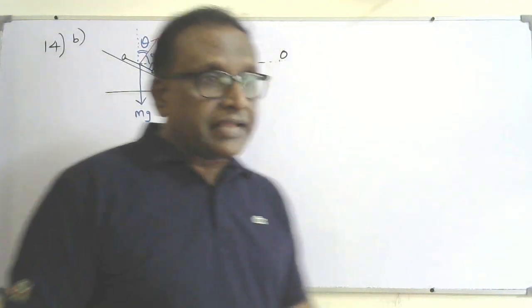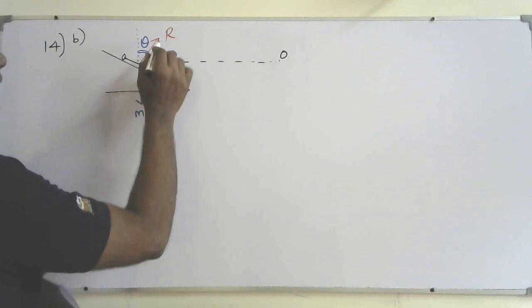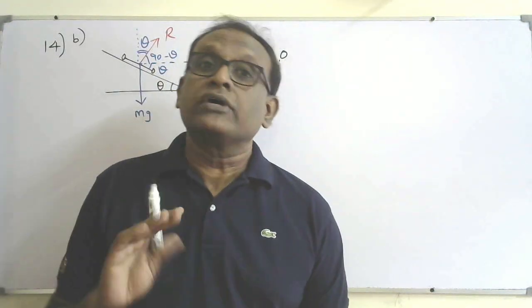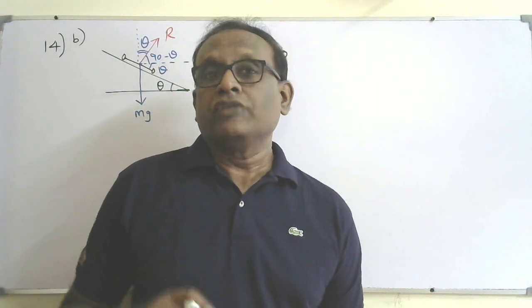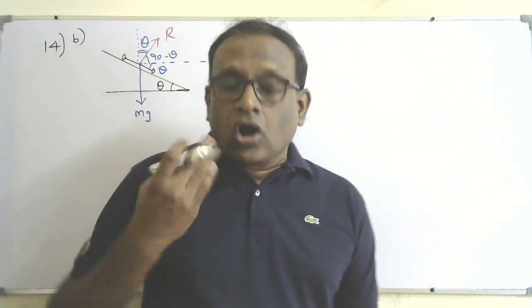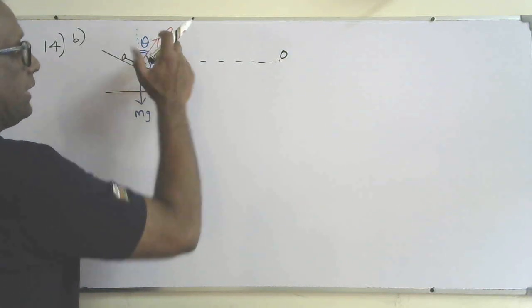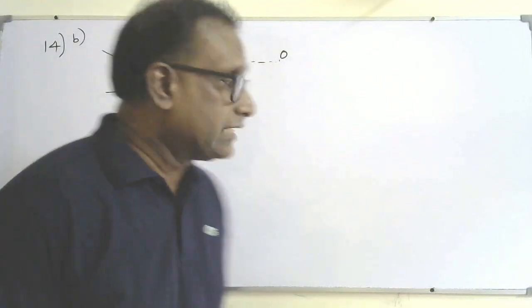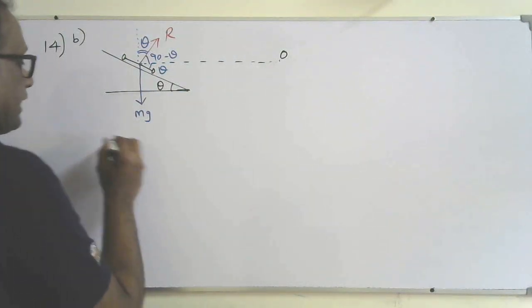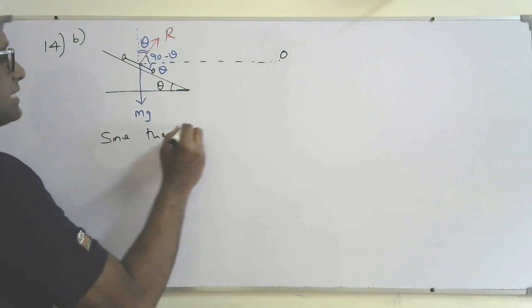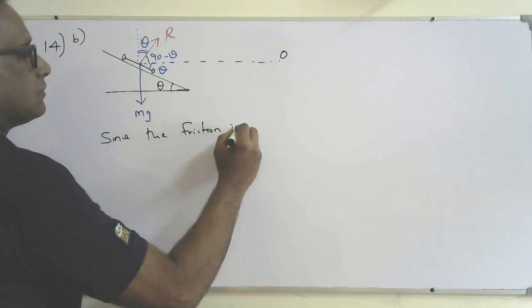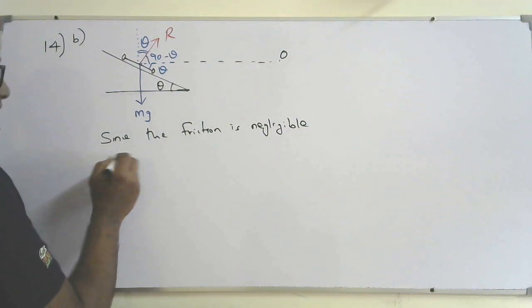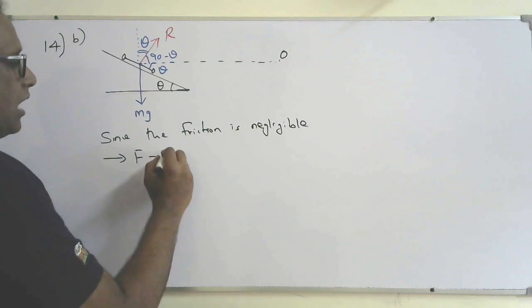Okay. So here the required centripetal force is provided by the horizontal component of the normal reaction towards the center. So here we assume the friction is negligible. If the friction is negligible, the horizontal component of the normal reaction towards the center will provide the required centripetal force. So I can say since the friction is negligible, the required centripetal force F is provided by R sine theta.